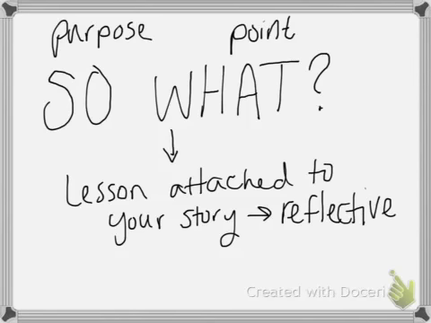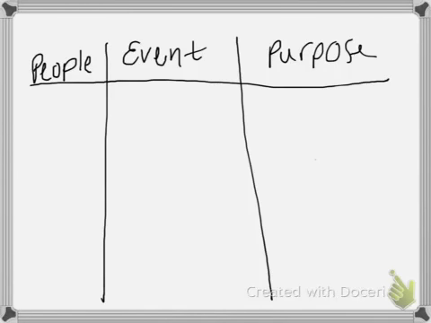So at some point throughout your story, you want to make sure that you allow the reader to understand the purpose of your story and the point of your story. In other words, what did you learn from this event in your life? So you should draw the following chart in your writer's notebook to help you really understand what the purpose and point is of your narrative, the so what.